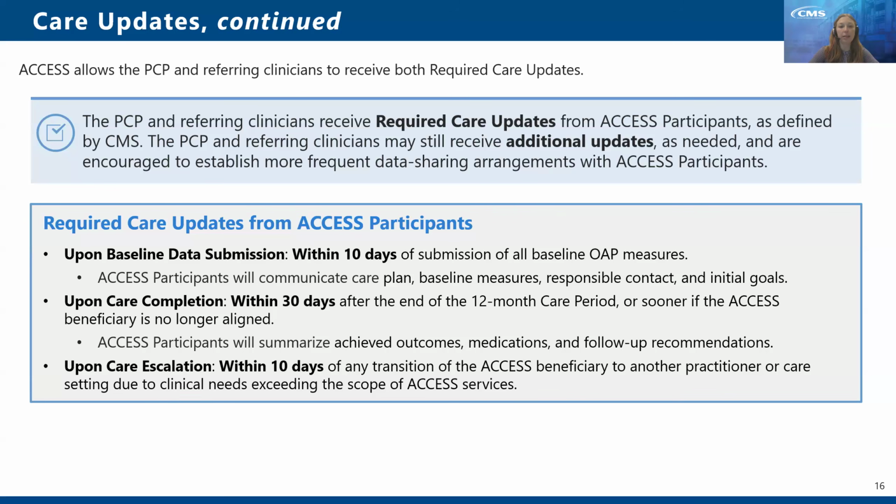Then within 30 days after the end of the 12-month care period, or sooner if the Access beneficiary is no longer aligned, the Access participants will summarize the outcomes achieved, the medications, and any follow-up recommendations. Lastly, within 10 days of any transition of the Access beneficiary to another practitioner or care setting due to clinical needs exceeding the scope of Access services. So to reiterate, these are the minimum required care updates intended to avoid overwhelming the PCP with excessive notifications. PCPs can additionally bill a special Access code for reviewing these care updates, in addition to other codes that we will go over shortly.